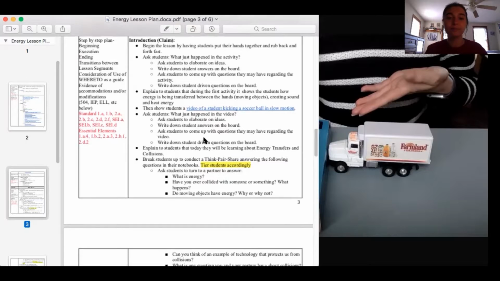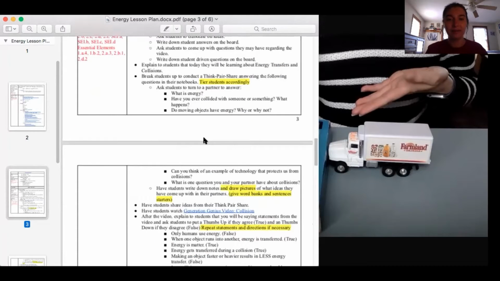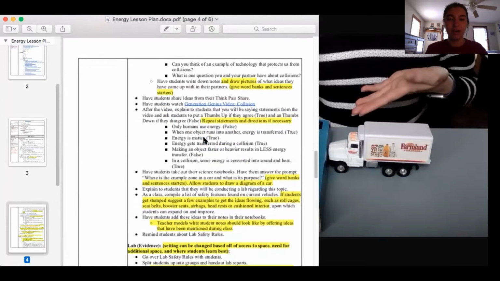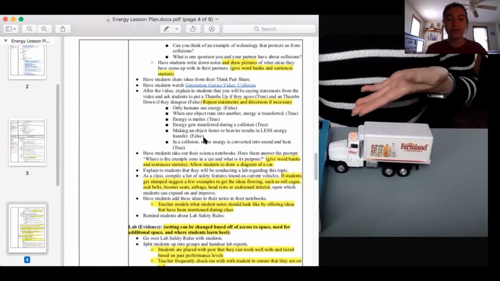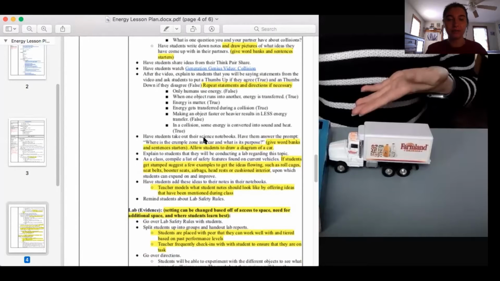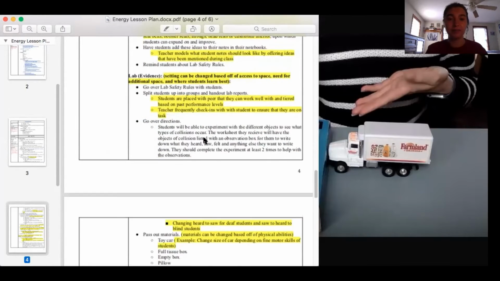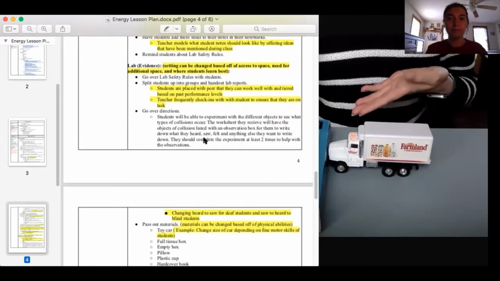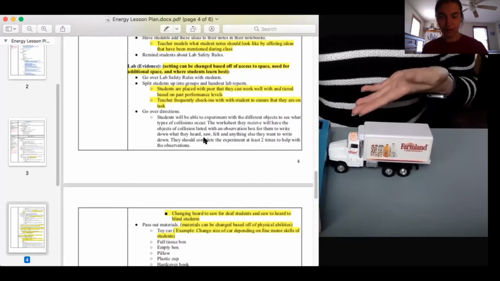And then in their pairs, they wrote stuff down and drew pictures. Then they watched another video and did the same steps again. And then for our lab, I go over some of our UDL approaches in the actual lab with Hannah, doing the lab.